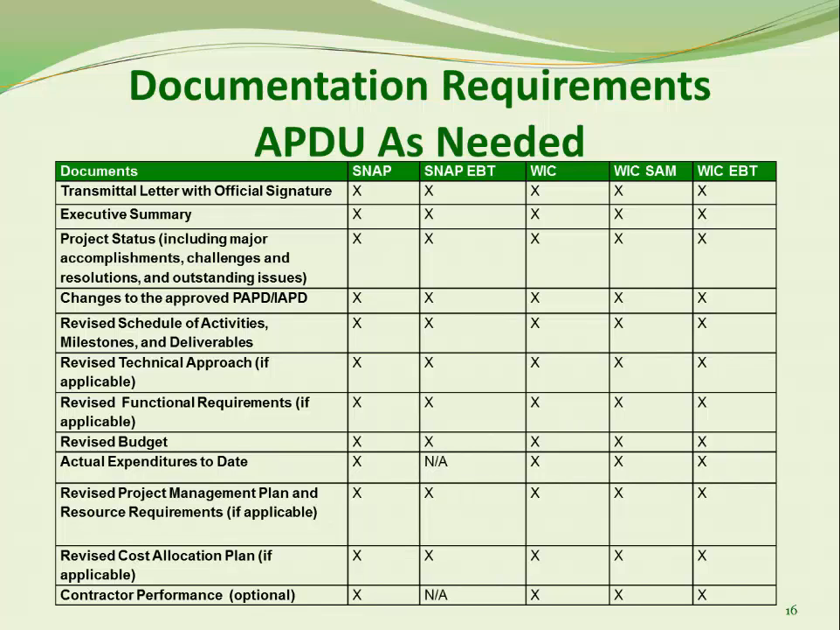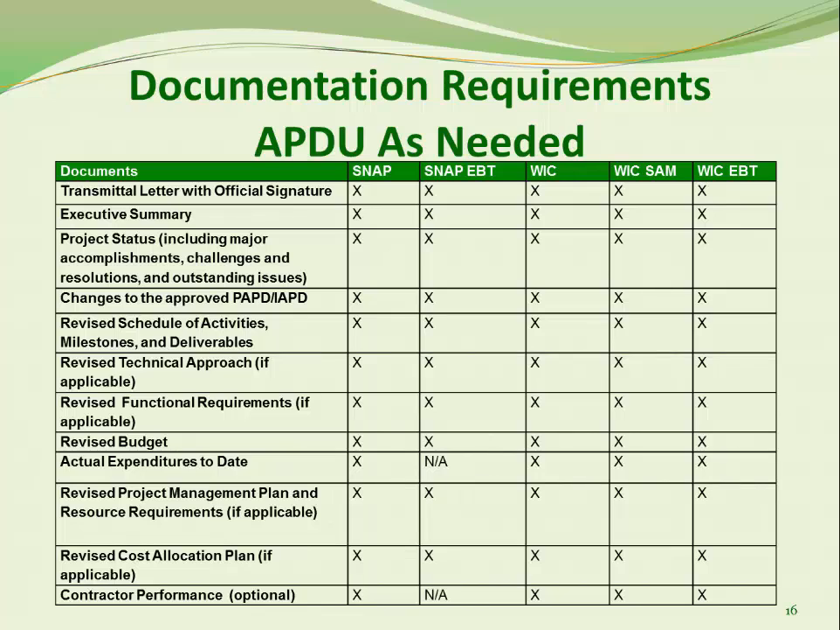It describes at a high level the reason for the significant changes in the project and how these changes will impact the project's scope, approach, cost, schedule, and resources. The project status includes the major accomplishments, challenges, and resolutions, and any outstanding issues. The changes to the approved PAPD or IAPD identify all changes to the approved APD, including changes to language or requirements. There are several areas where a change might trigger the need for an APD update.